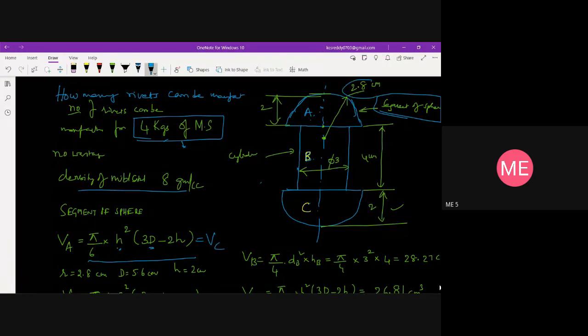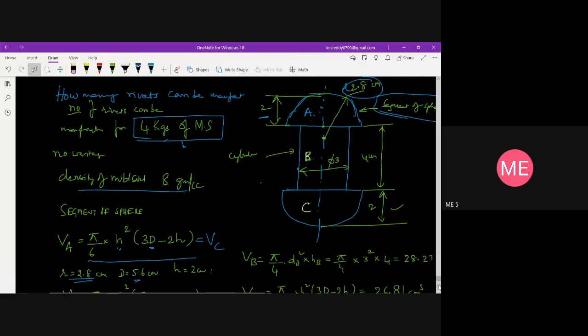The radius of the sphere is given as 2.8 centimeter, so the diameter will become 5.6 centimeter. Then h, the height of the segment of the sphere, is given as 2 centimeter. Substitute all these values in the volume equation, pi into h square by 6 into 3d minus 2h, to find the volume of A and the volume of C.